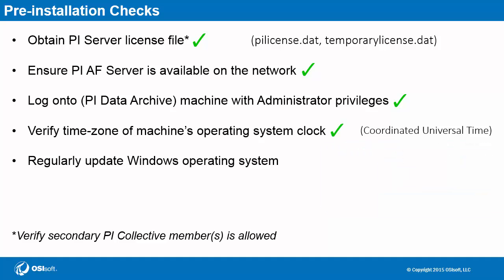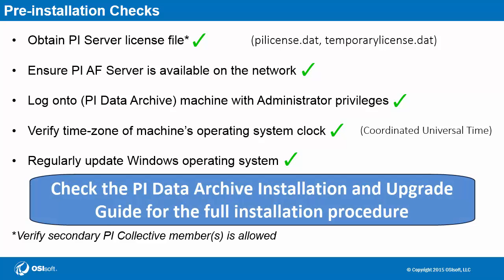Lastly, a simple tip. Make sure to regularly update Windows, both for patching security holes and having the latest Windows components. Let's assume this applies to us as well. Although these aren't every single verification step, know that a comprehensive list can be found on the PyData Archive 2015 Installation and Upgrade Guide found on OSIsoft's tech support site.